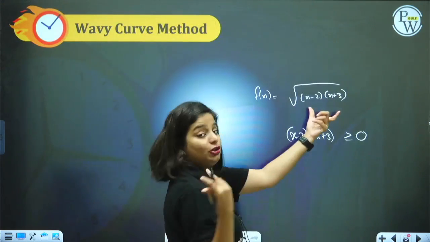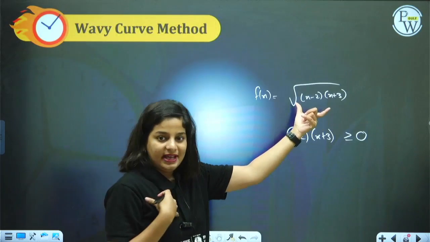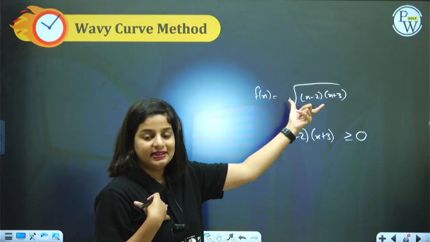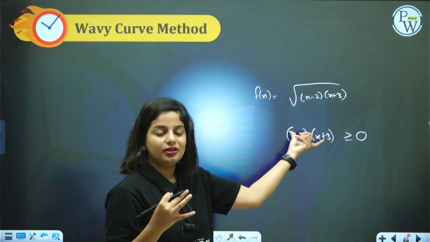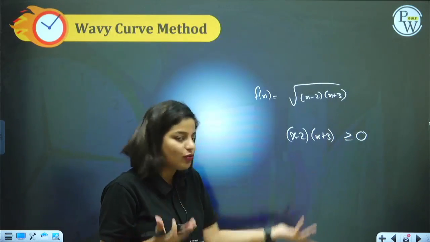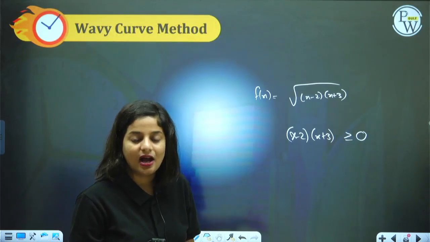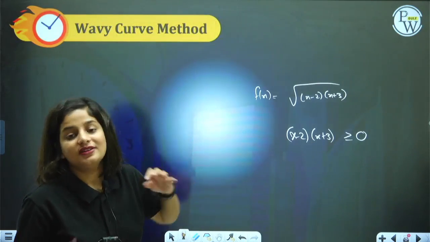You want to find the domain. Domain, okay. If you have referred my sessions of relations and functions, then this is type 3. And in type 3, whenever there is a root, we consider that thing should be greater than or equal to 0. Now, how do I solve it? What is x? How do I simplify it? To solve such types of questions, the wavy curve is absolutely needed.